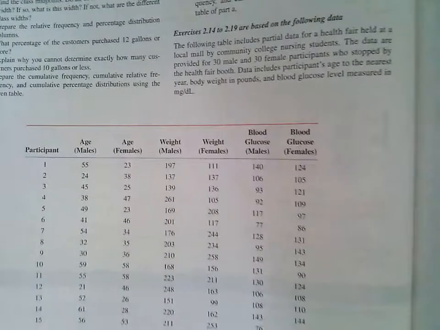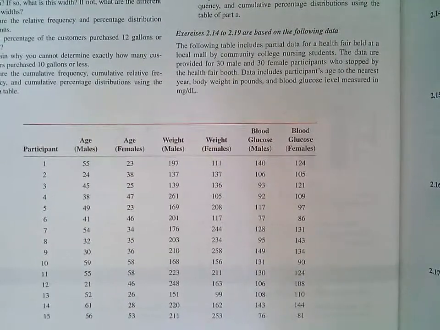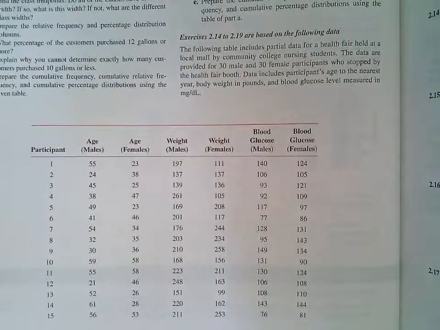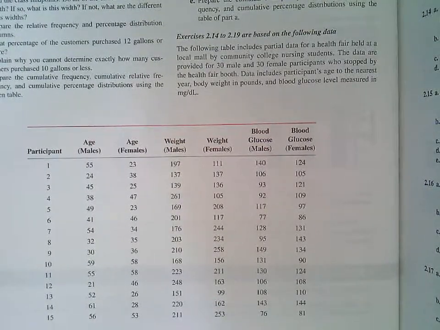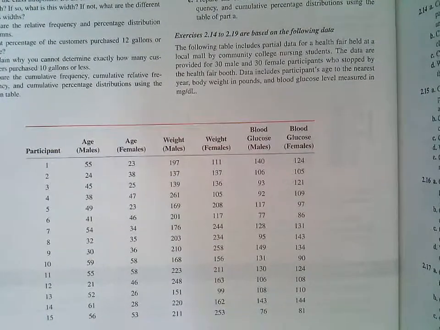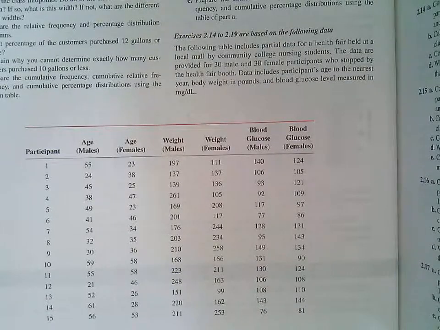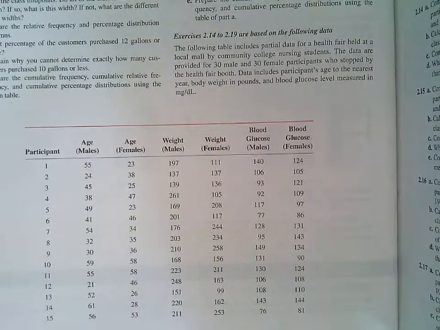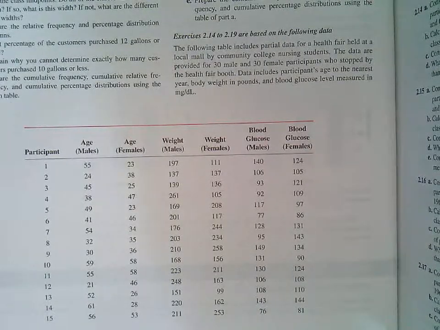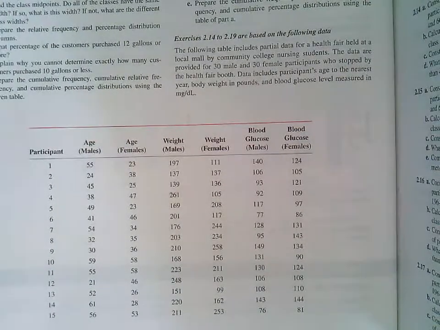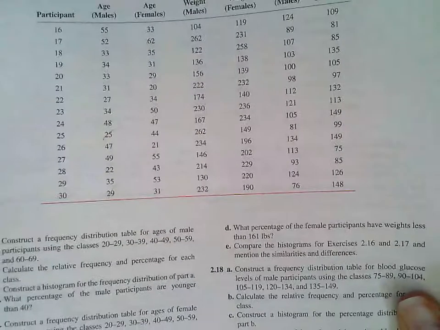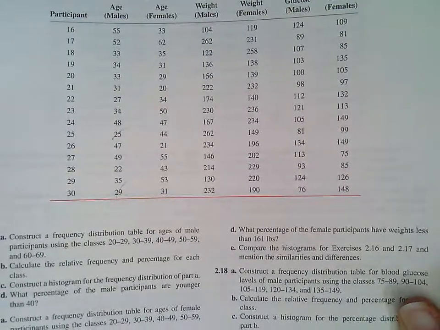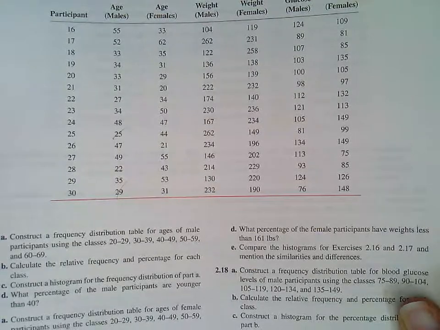So all the problems on this page, it's on page 59 in the book, have to deal with this huge broken up list of participants. And so there's 30 male and 30 female participants, and they get this data from them, and it looks at their blood glucose levels, which is what we're going to look at in 218. So here's the first half of the data, and then here's the second half. It's split on the page, like that.